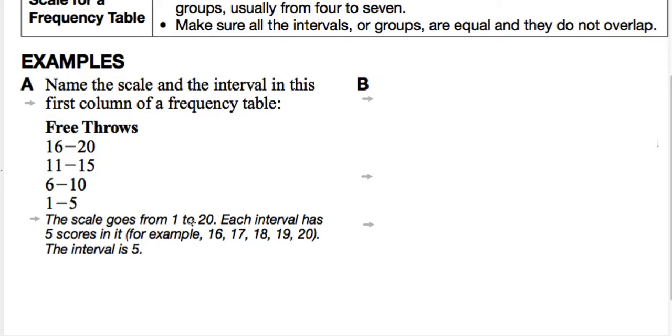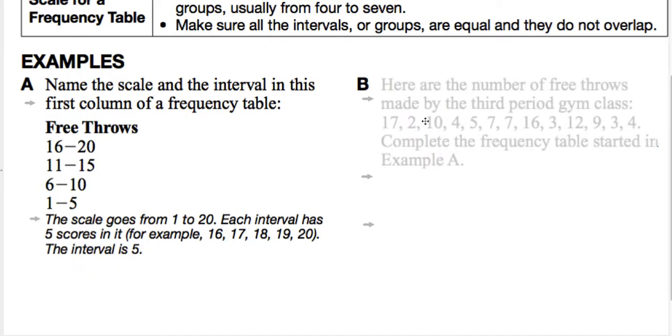Each interval has 5 scores in it, because from 1 to 5 there are 5 numbers in between: 1, 2, 3, 4, and 5. From 6 to 10 there are also 5 numbers in between: 6, 7, 8, 9, and 10, and so forth. So the interval in this case is 5.